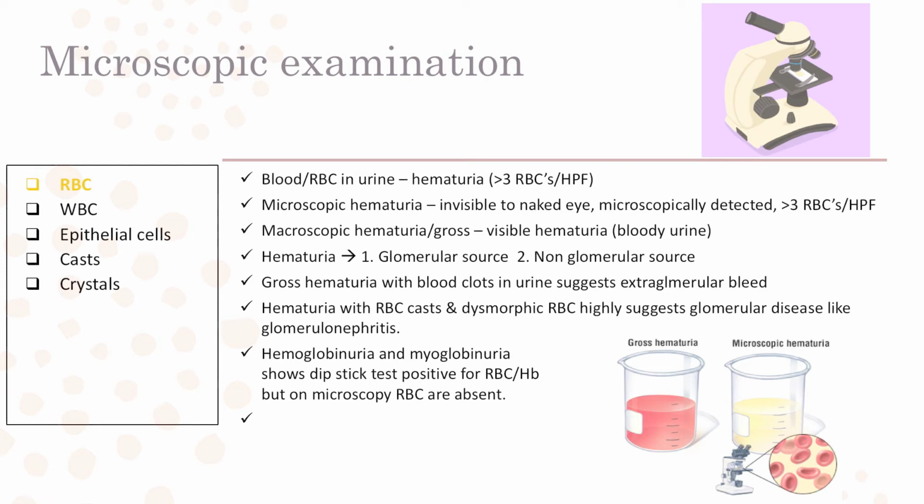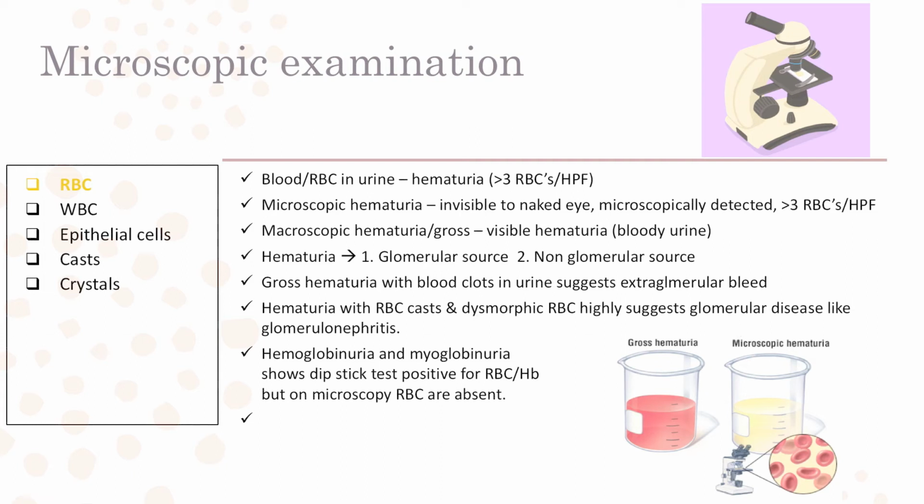If the RBCs have become dysmorphed, then we say that the source of RBC is a glomerular disease, for example glomerulonephritis, acute glomerulonephritis, AGN. Right, so dysmorphic RBCs and RBC casts are highly suggestive of glomerular disease.